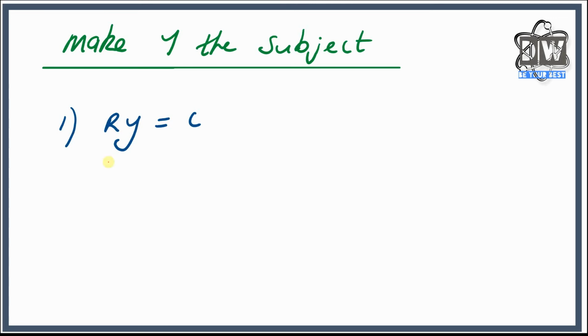So the opposite is divide by r and divide by r. So y equals c. And the way that we often write this is over r. Dividing by r is normally written as over r. Okay, c over r. Does that make perfect sense? So y is the subject now. Y equals c divided by r.